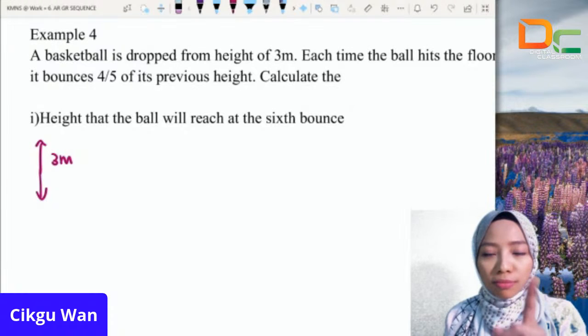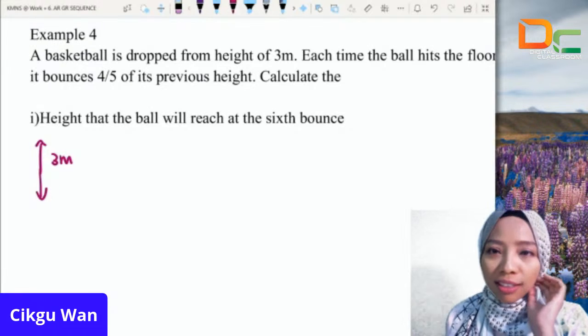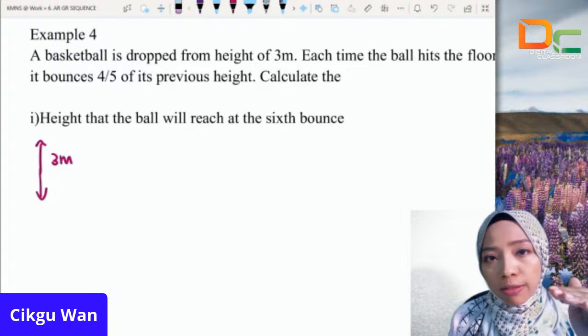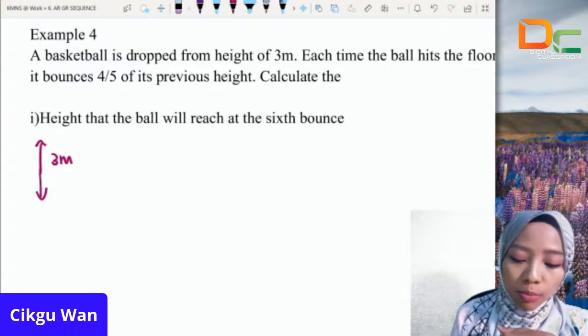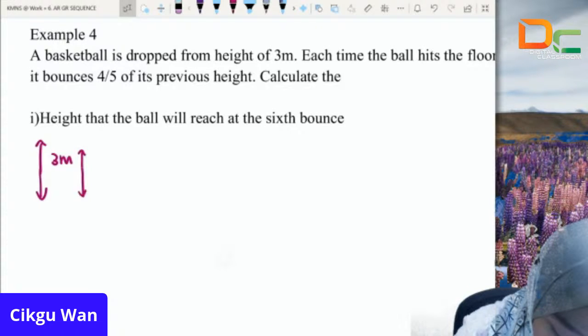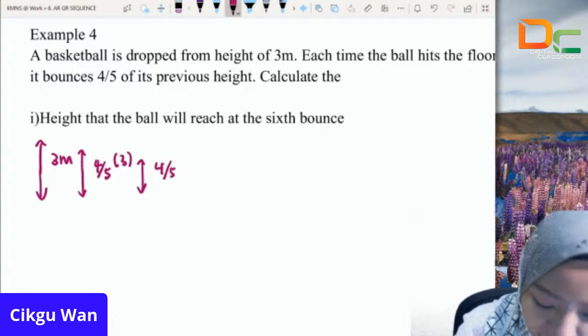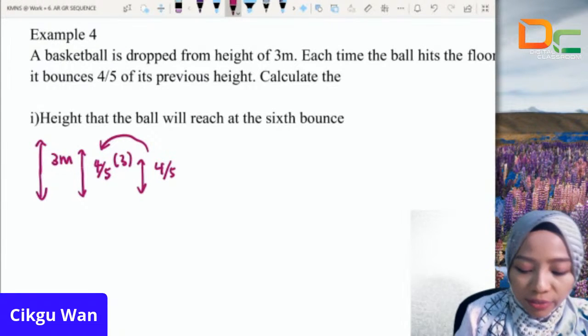Itu yang main-main ada orang tolong bouncing kan untuk you lah maksudnya. Okay, so basketball kalau dia daripada height 3 meter, dia dah cakap yang seterusnya akan lebih rendah daripada sebanyak berapa? Okay, 4/5 daripada yang sebelumnya, kemudian 4/5 lagi daripada sebelumnya dan seterusnya. Okay, so ini akan jadi 4/5 daripada 3 meter. Kemudian ini akan jadi lagi turun lagi 4/5 daripada yang mana? Yang sebelumnya sebelumnya.